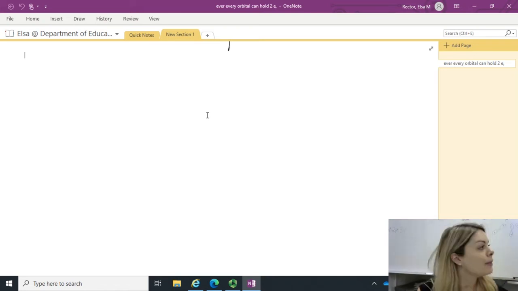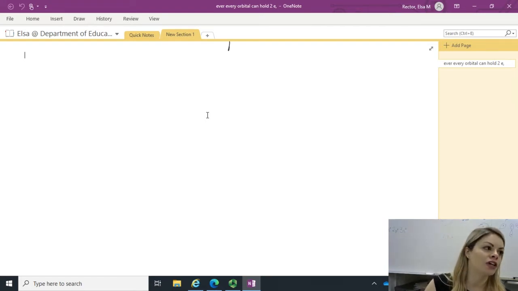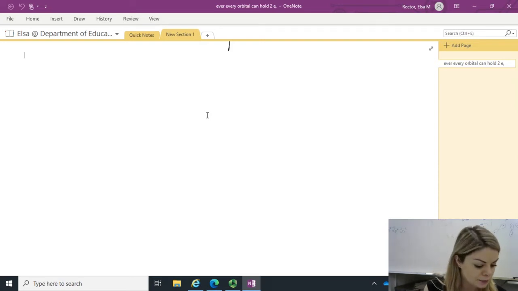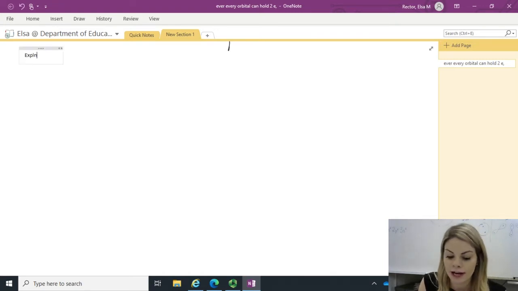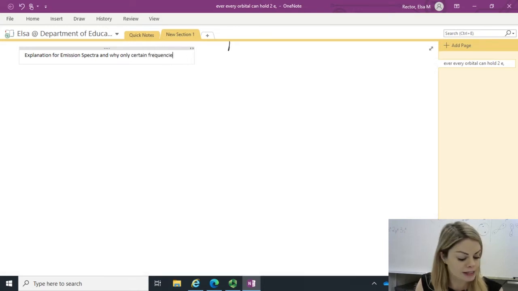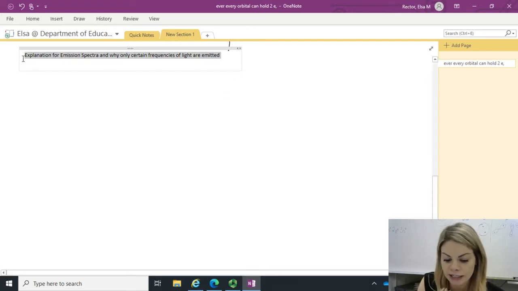Now, do you remember last lesson I said I would explain more about why we get a specific emission spectra for each element, but I said I'm not good at making words and I want to write it down and come back to you with that? Yes, I did that. Okay? So, explanation: emission spectra and why only certain frequencies of light are emitted. I went away and did a bit of reading and put it together.